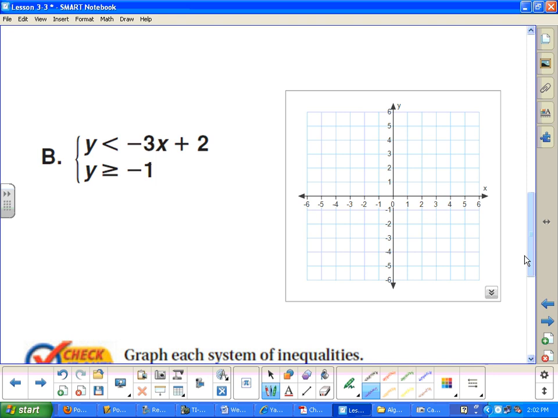All right, so let's look at these two here. Y is less than negative 3x plus 2, and y is greater than or equal to 1. So the first thing you want to do is graph the lines. And make sure you graph them with the correct type of line, whether it's dotted or solid.